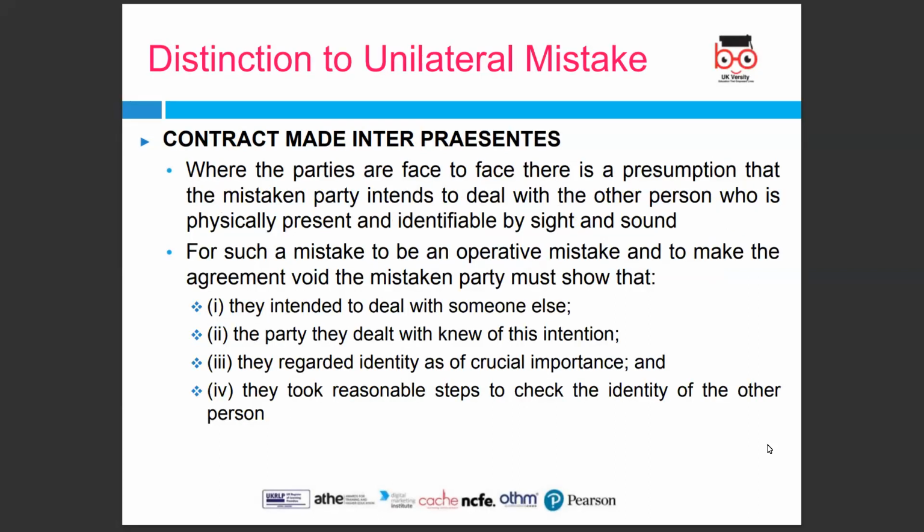Distinction within unilateral mistake: contract made inter praesentes, where the parties are face to face. There's a presumption that the mistaken party intends to deal with the other person who is physically present and identifiable by sight and sound. For such a mistake to be an operative mistake and to make the agreement void, the mistaken party must show, number 1, that they intended to deal with someone else. Number 2, that the party they dealt with knew of this intention. Number 3, that they regarded identity as of crucial importance, and number 4, that they took reasonable steps to check the identity of the other person.